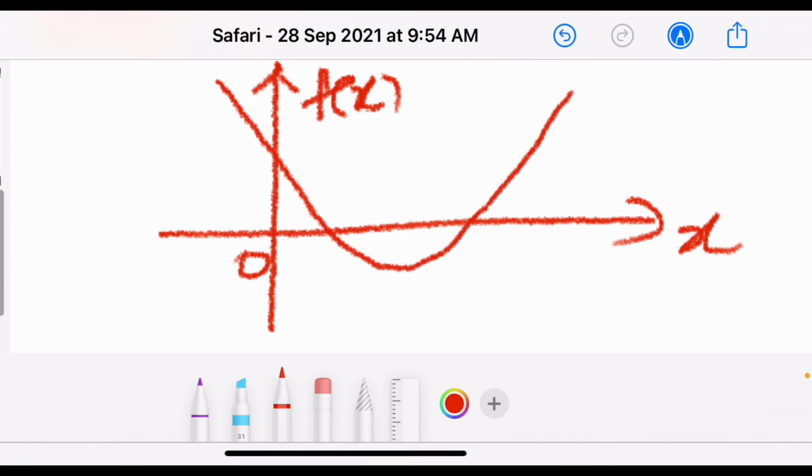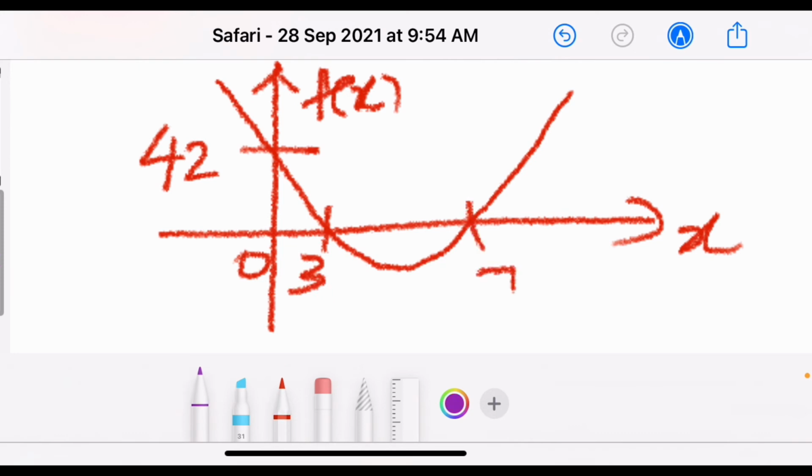Finally, then you label. Y-intercept 42, x-intercepts 3 and 7, right? The minimum point, just now, is here. The minimum point must be labeled. It's (5, -8). That means here 5, here -8. Done. That is called sketching of the quadratic function.